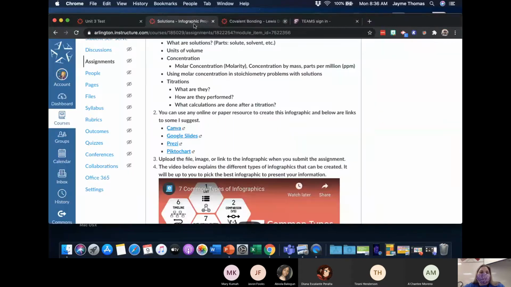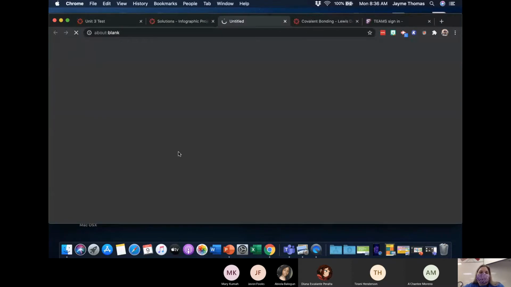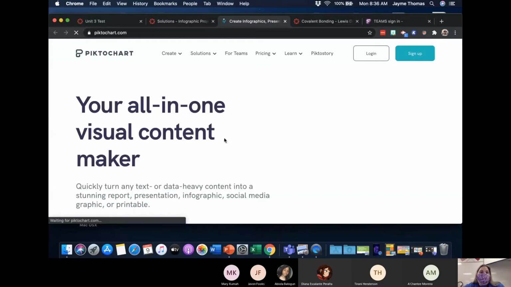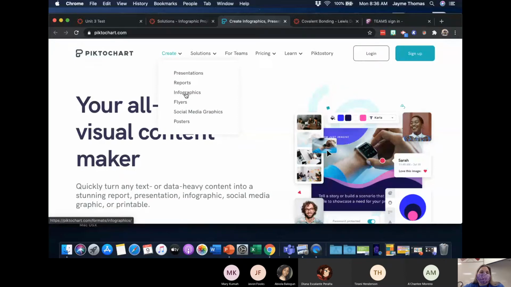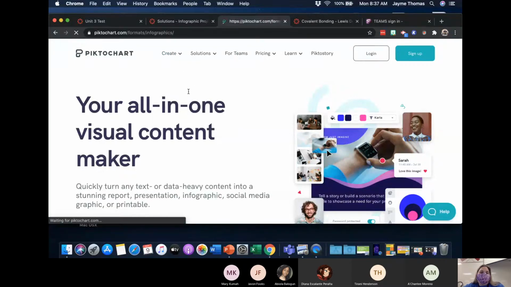The other one that I mentioned is this Piktochart. So Piktochart's similar to Canva, except Piktochart only really focuses on doing infographics. So it doesn't have all those different options on the menu like Canva does. Here it says it's your all-in-one visual content maker. And so I can go here to create, and here's infographics. Okay, there's a few other options similar to Canva, but not as many.